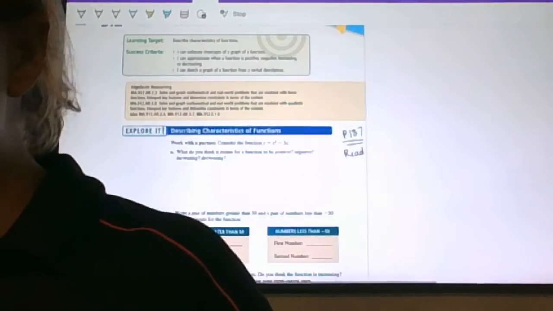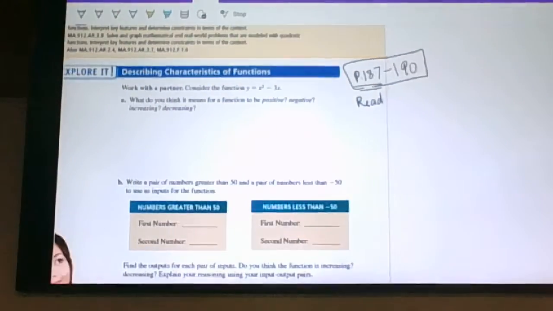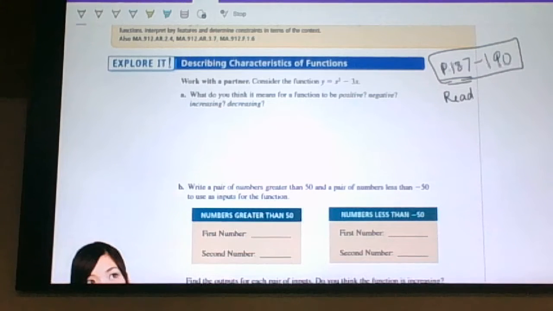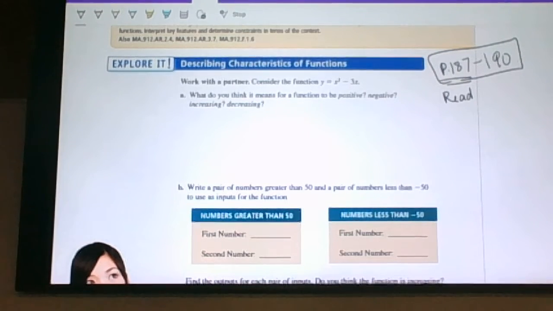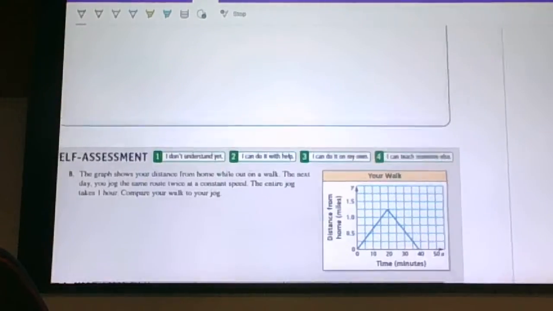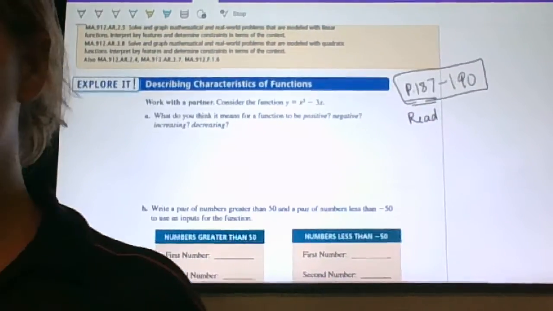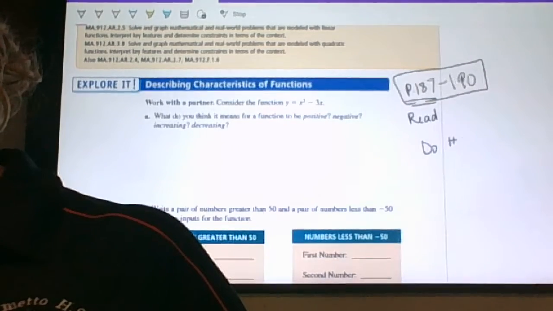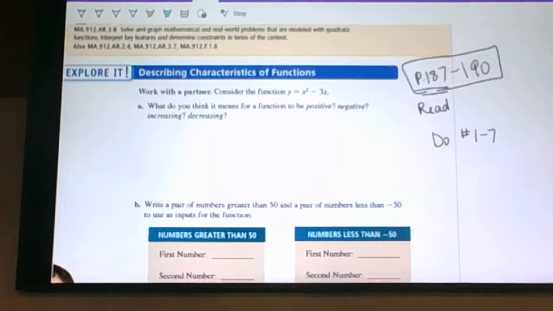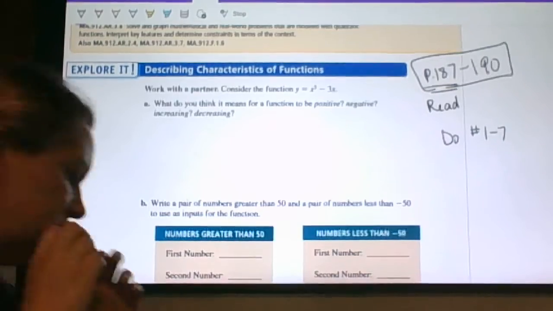All right, you guys are reading page 183 through 190. It is going to be silent reading time, okay? As you go through, answer the questions. If you're off task or talking, you will not get credit for today's words. You're doing all of the gray boxes through number 7. You're doing 1 through 7. Read and answer it. Do numbers 1 through 7, but definitely take the time to read it if it's going to make any sense.